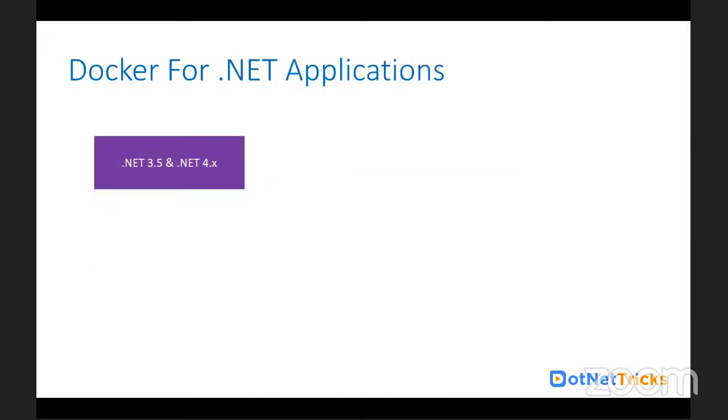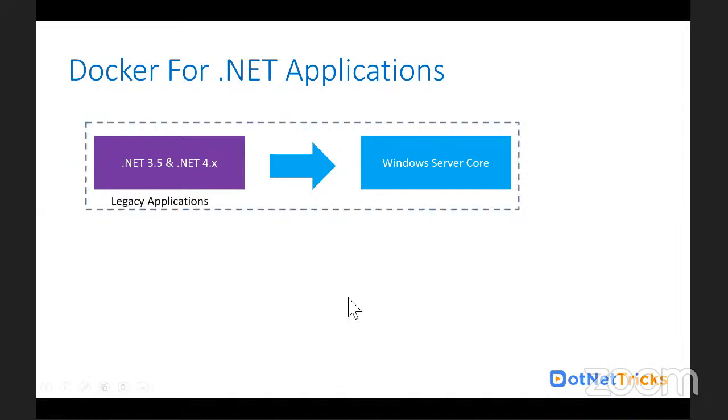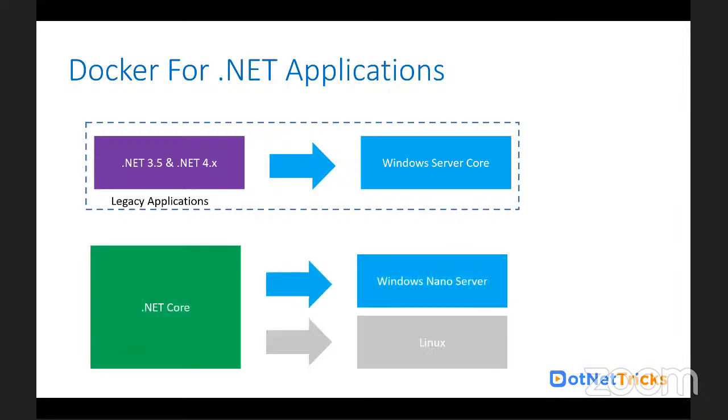But if you are a .NET 4.x or .NET 3.5 developer, in that case you have only one option. You can use only Windows Server Core. You cannot use Linux, it is not possible. So these are the settings we have for legacy applications. Legacy means .NET Framework 4.x and .NET Framework 3.5 based applications. But for .NET Core I can use Linux and Windows. So I prefer Linux. Even people prefer Linux when they are going to build containers.